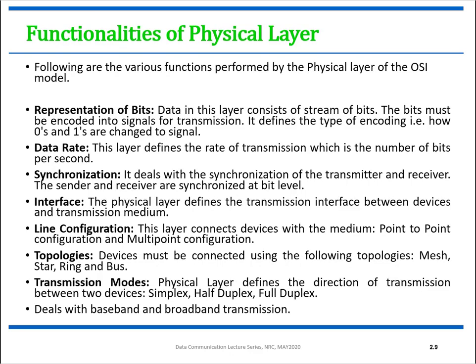Let us now see the functionalities of the physical layer. First is the representation of bits. As we see from the figure, binary 0 and 1 is the representation of the data. For example, I want to send a song to my friend. This song is first converted or encoded into binary data, so the physical layer represents the binary bits. Second, the physical layer ensures the data rate. It defines the rate of transmission, which is the number of bits per second, that is, how fast a sender can send data to the receiver. This data rate is defined by the physical layer.